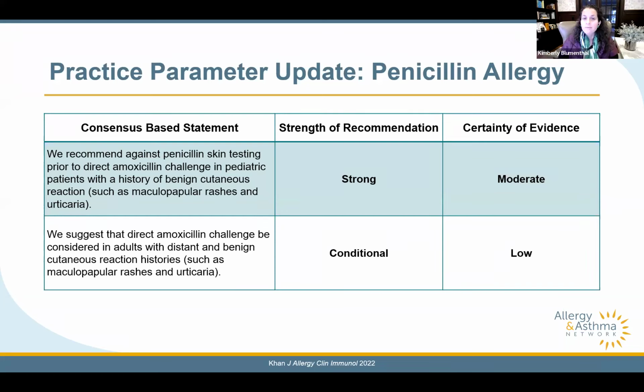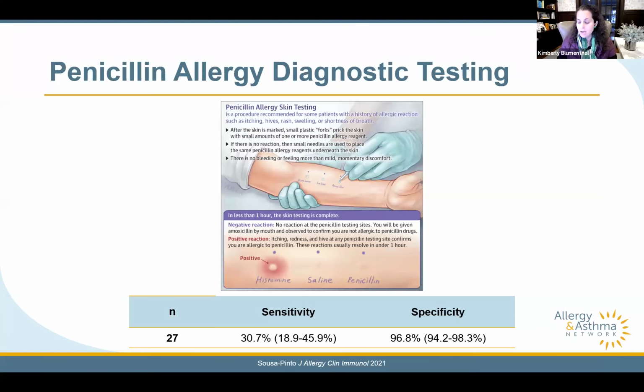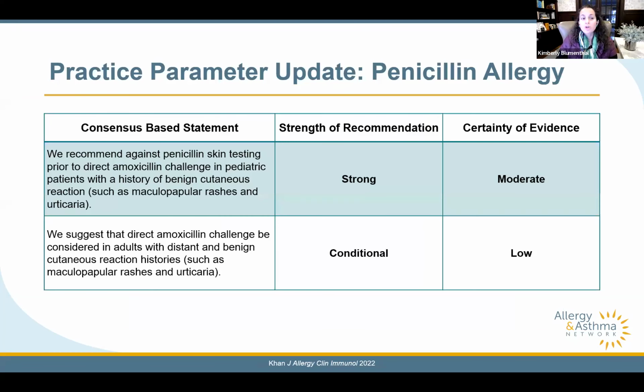So this is saying that our data in children is so strong that we should not need to do penicillin skin testing in the children with a history of benign cutaneous reactions. We can just go right to a direct challenge.